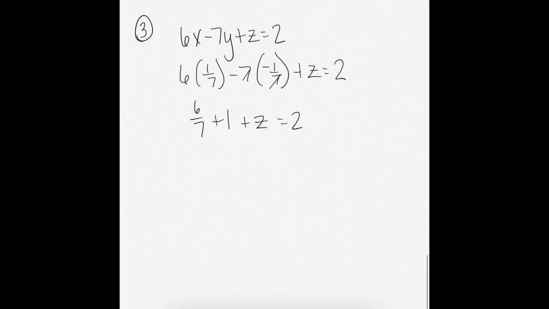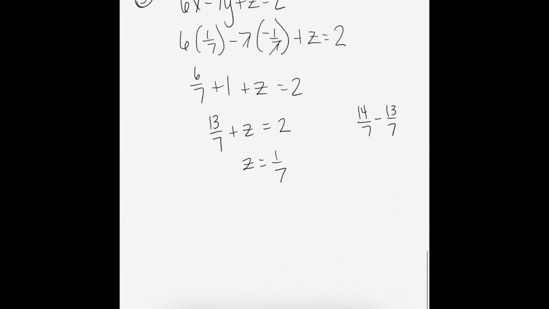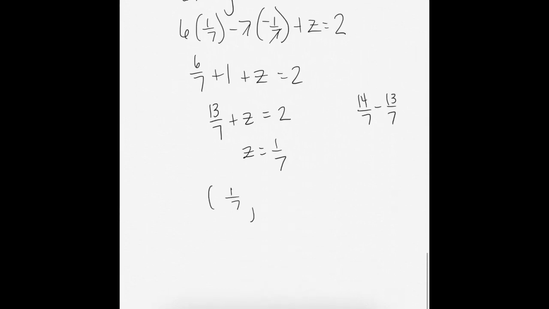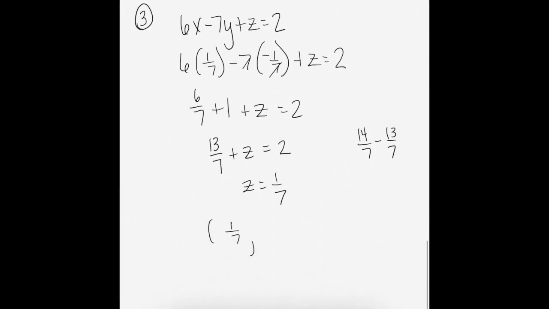So let's go ahead and combine these two. This will be 13 over 7. Combine it into an improper fraction. Plus z equals 2. So subtract 13/7 from both sides. Z is equal to, don't forget, 2 times 7 is 14 over 7. That's how we convert 2 to a fraction. Minus my 13/7. Z will give me 1/7 as well. So it looks like my solution set is positive 1/7, negative 1/7, and positive 1/7.